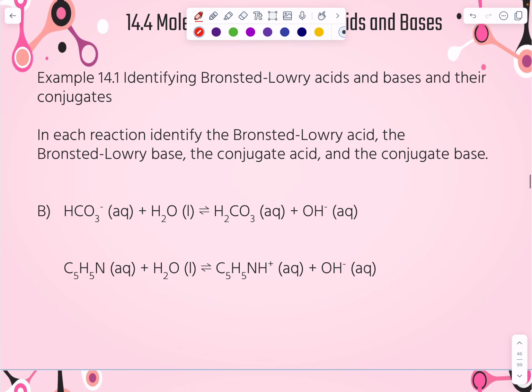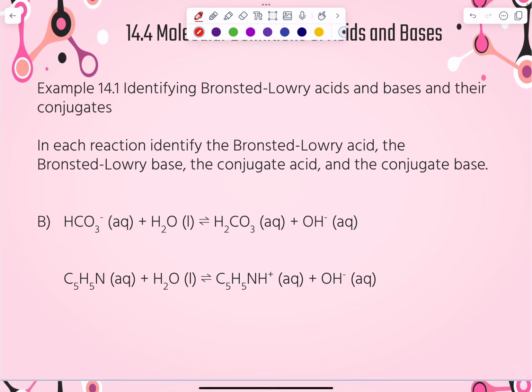So looking at this example here, we're going to label them as acids and bases on the left and conjugate acids and conjugate bases on the right. And remember, the acids become conjugate bases and vice versa. So which one of these is an acid? Which one of these gives up its hydrogen? That's how we know.